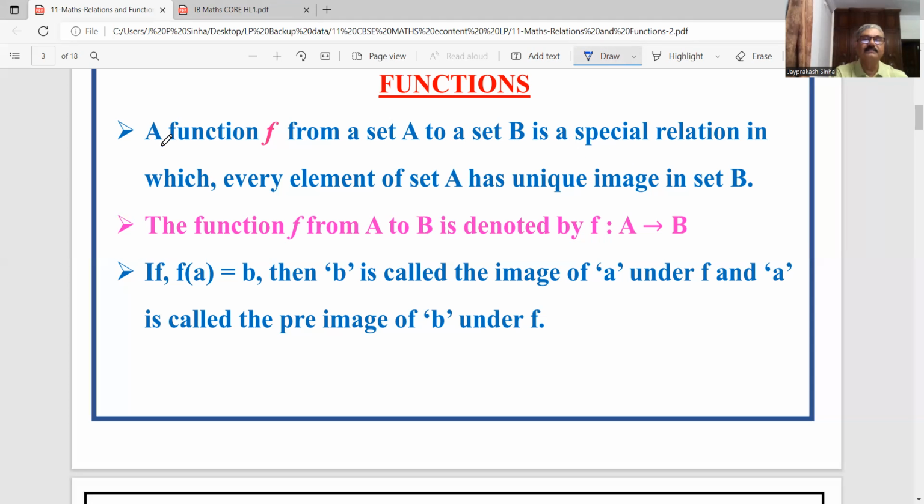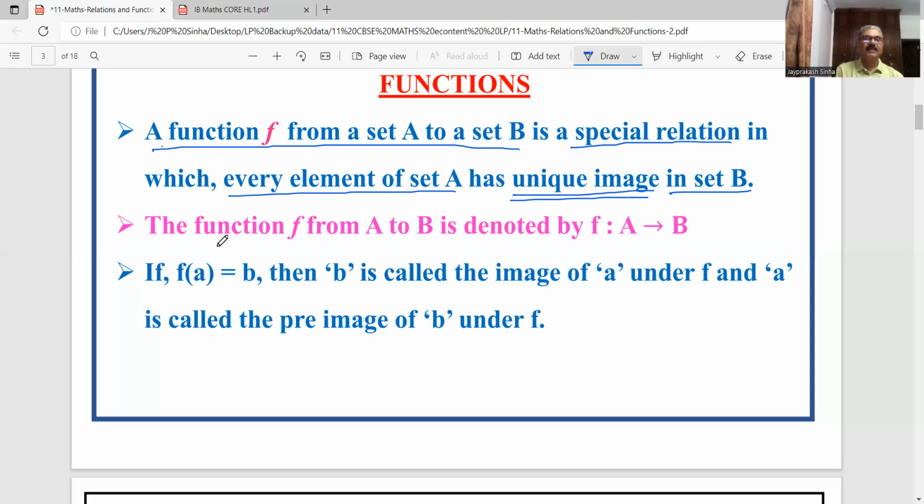A function f from a set A to a set B is a special relation in which every element of set A has a unique image. Remember it, unique image in set B. Correct? So how do we denote a function?